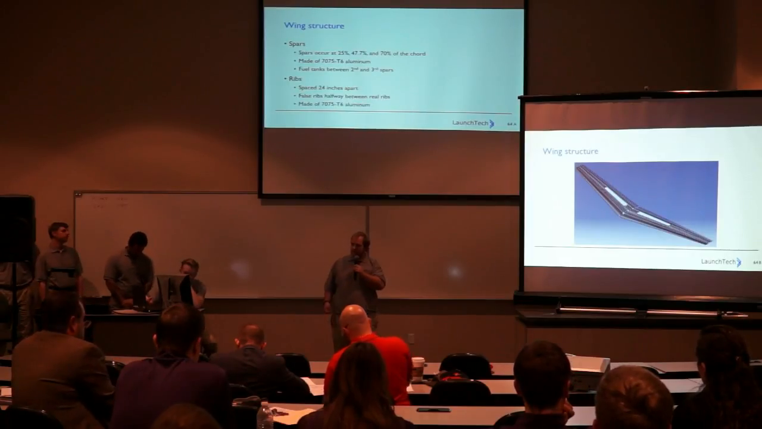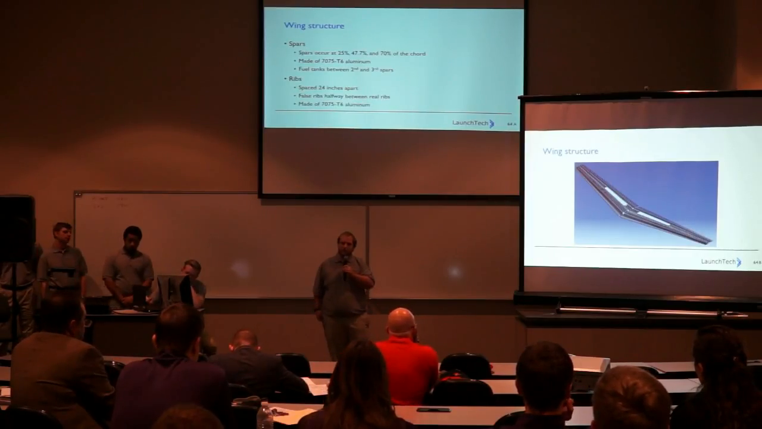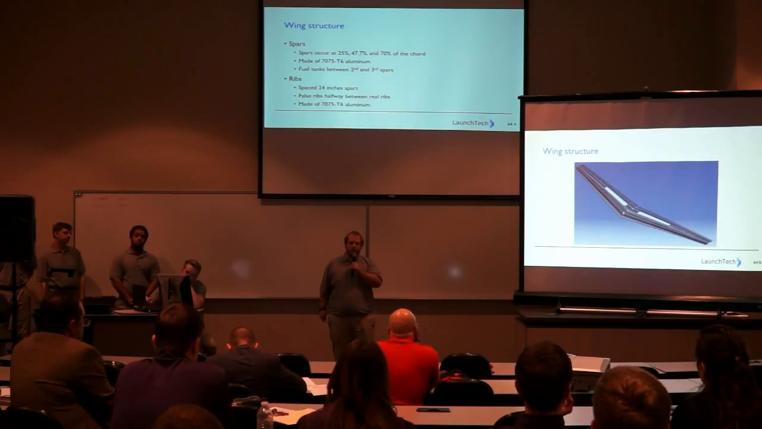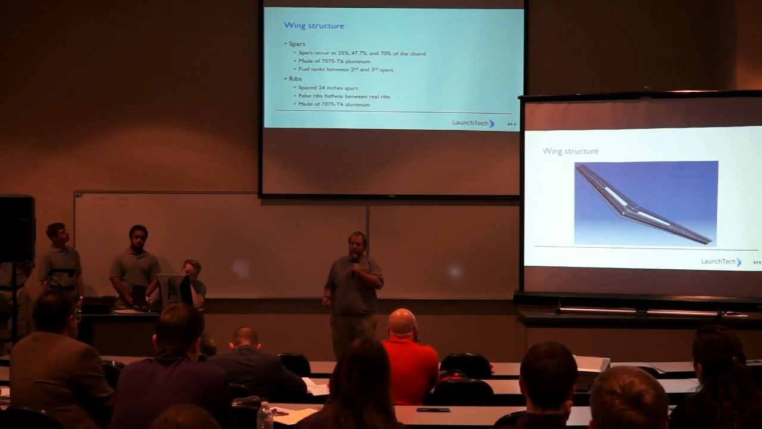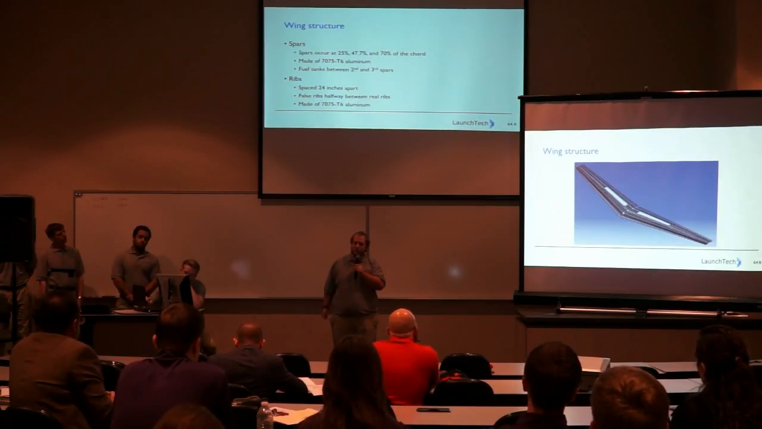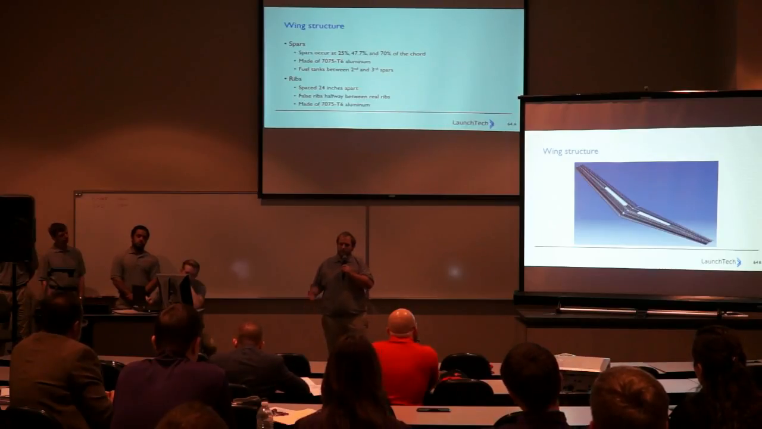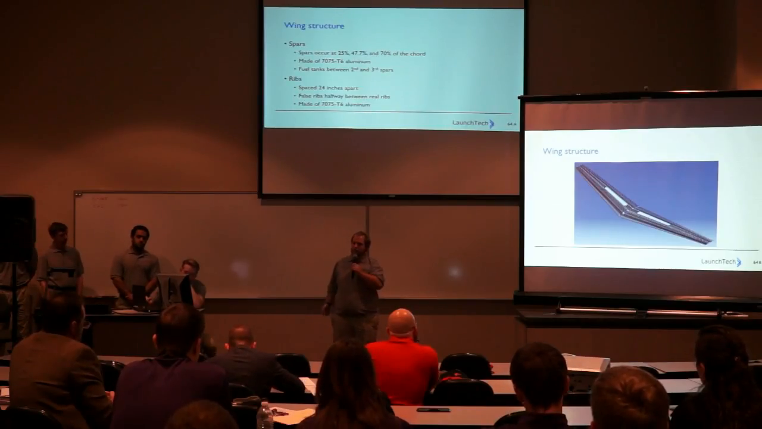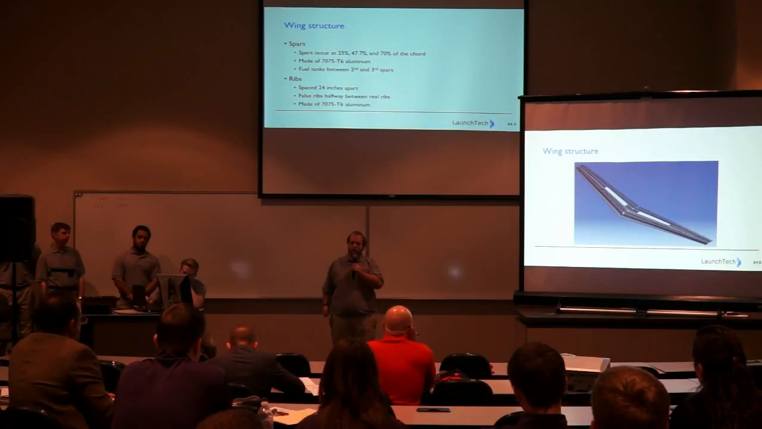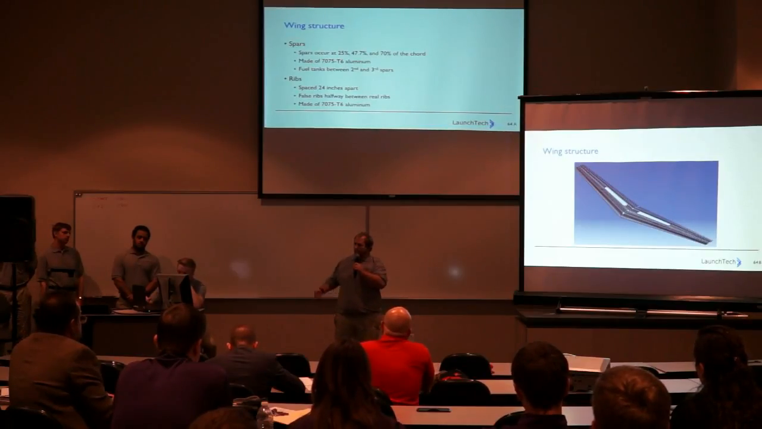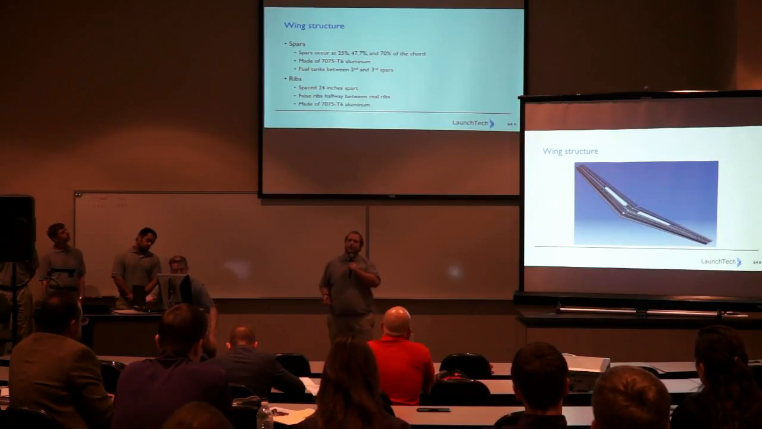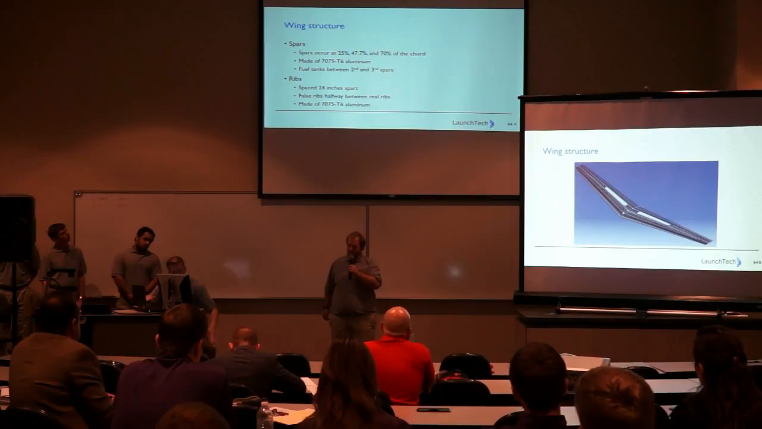We have 3 wing spars, and they occur at 25%, 47.7%, and 70% of the wing. These spars are made of 7075-T6 aluminum and come together to form the wing's wing box. There are fuel tanks between the second and third of these spars.